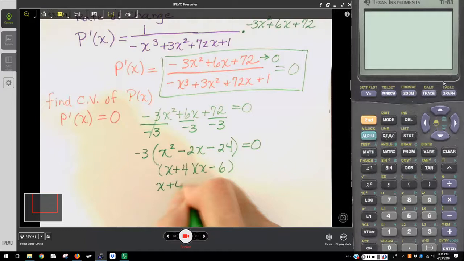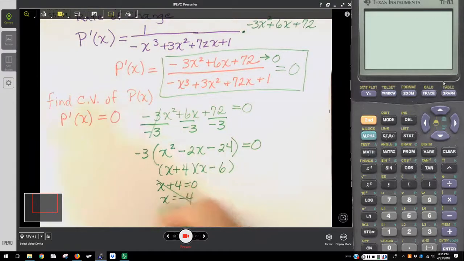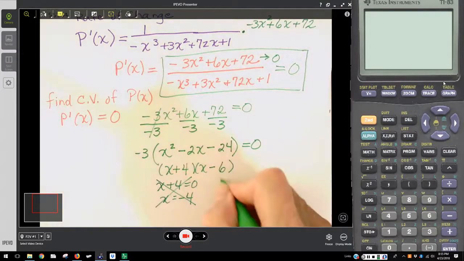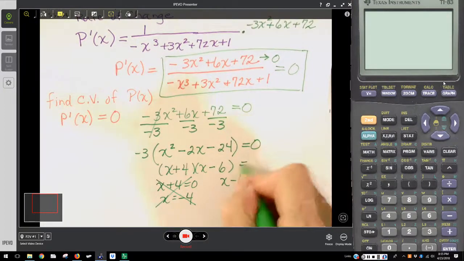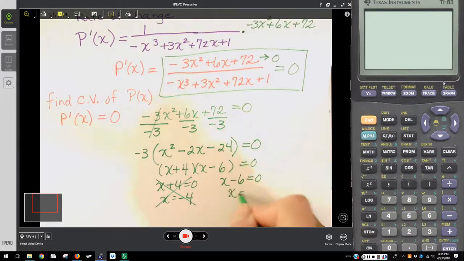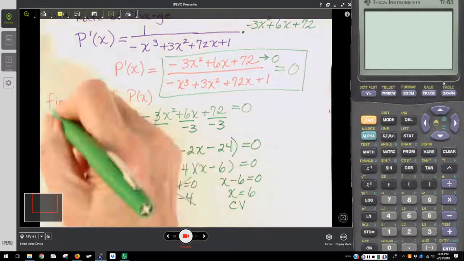x plus 4 equals 0 gives us x equals negative 4. That's not in the interval, so we will discard that one because it isn't in the interval from 0 to 10. However, x minus 6 is equal to 0 gives us x equals 6. So that's our critical value. And the critical value is where the derivative is equal to 0.